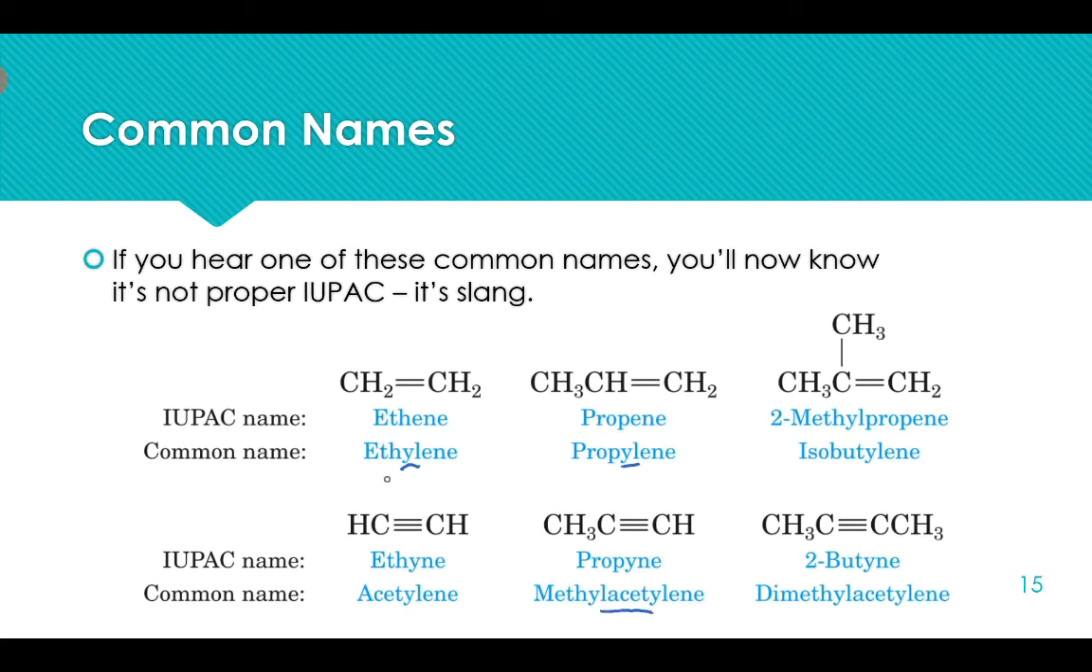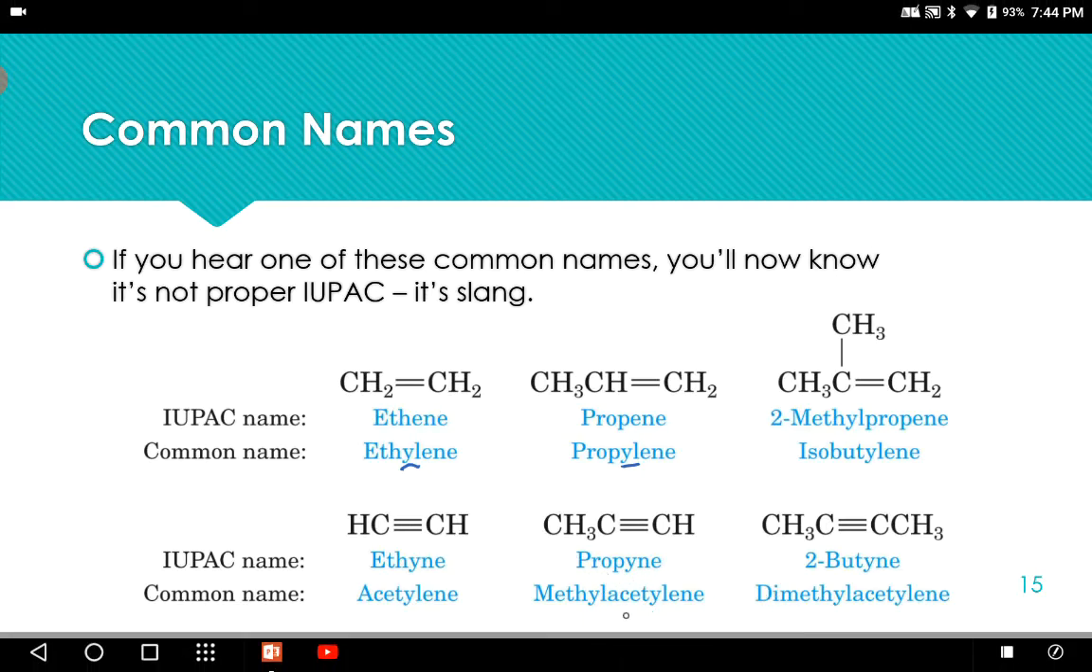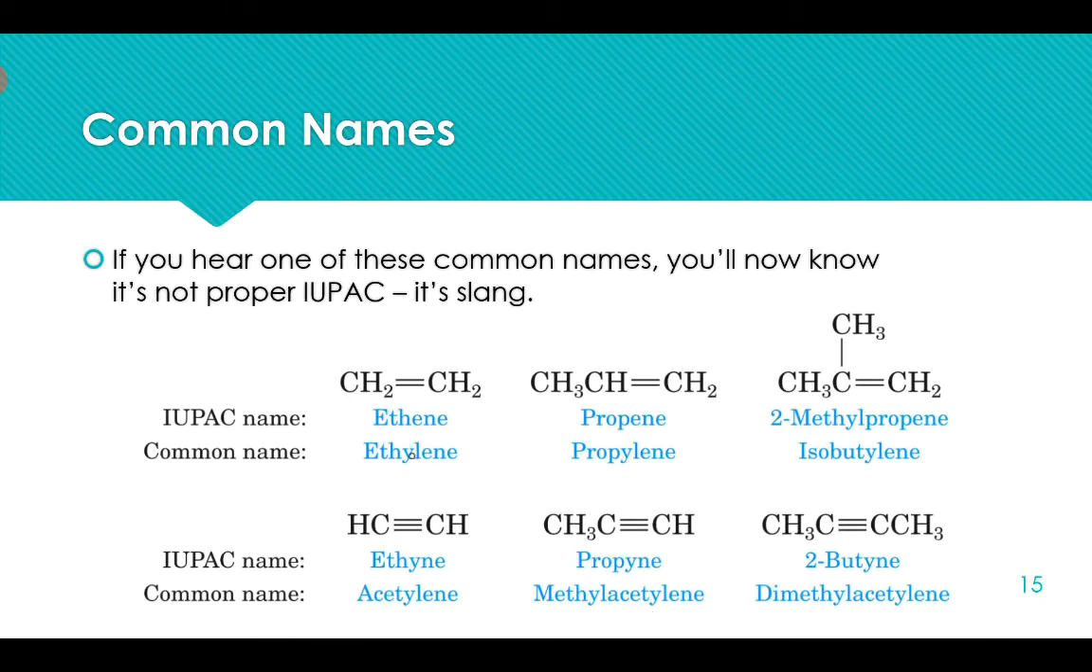like everywhere. So IUPAC is calling this ethene, propene, 2-methylpropene, and in common nomenclature, that's like ethylene, propylene. So you might have heard of like propylene glycol. So these names exist, but you're not going to be asked common names on the test. That's just something you'll have to deal with on homework.